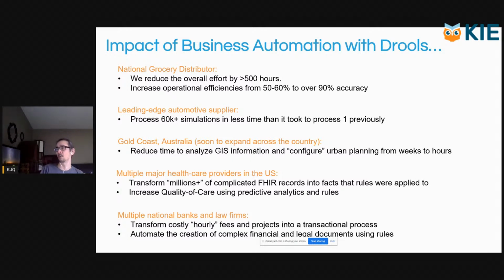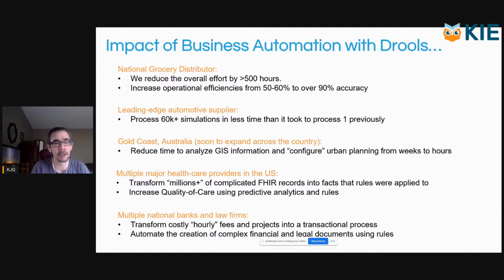In a national grocery distributor, we were just given the numbers that we reduced their overall effort by over 500 hours. They had an accuracy rate of 50 to 60% because they did everything manually. Our engine with Drools brought that to over a 90% accuracy.